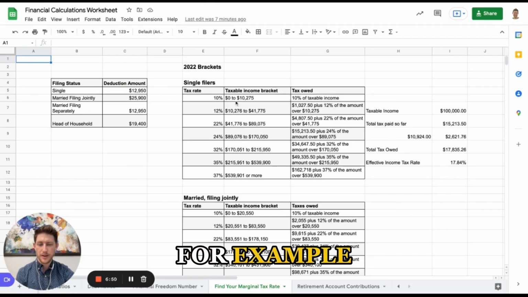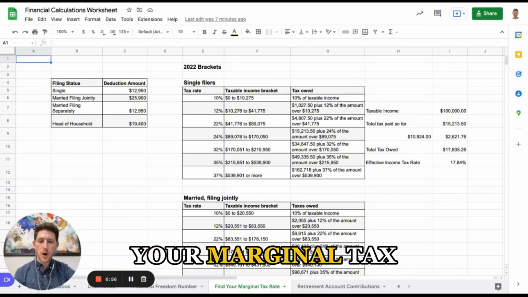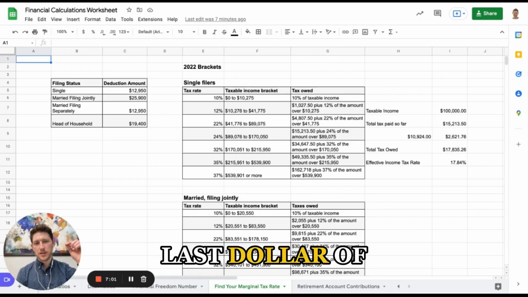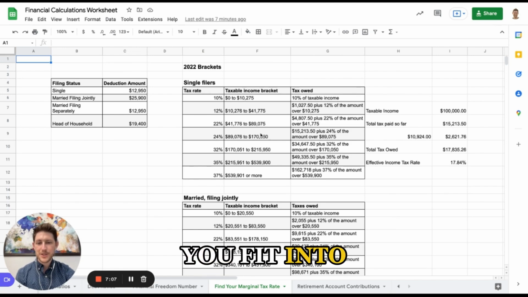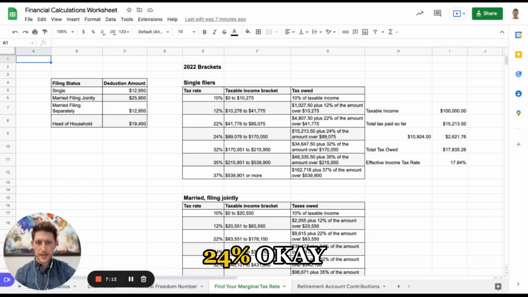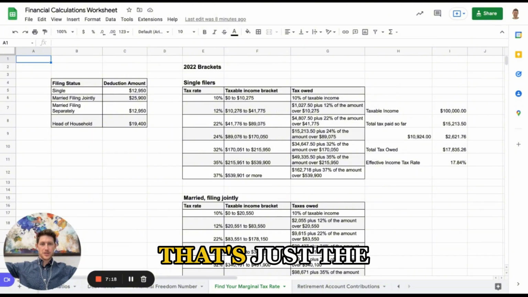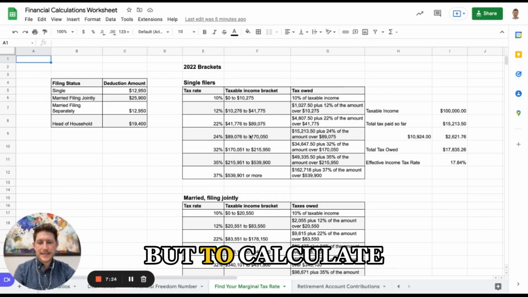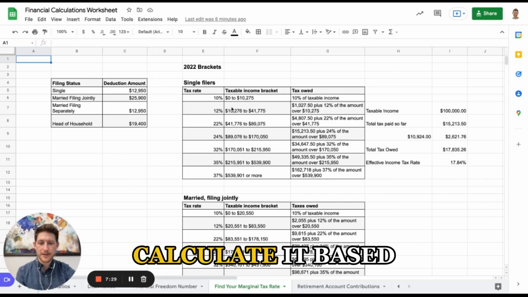So for example, this is the difference between marginal rates and effective tax rates. Your marginal tax rate is what your last dollar of income is taxed at. So if your taxable income is $100,000, you fit into the 24% bracket. That is your marginal tax rate, 24%. Okay, you're not paying 24% on all of that $100,000. That's just the highest bracket that you get to. That's the marginal rate. But calculating your effective tax rate and actual tax owed is a little bit different, right? You have to calculate it based on each bracket.